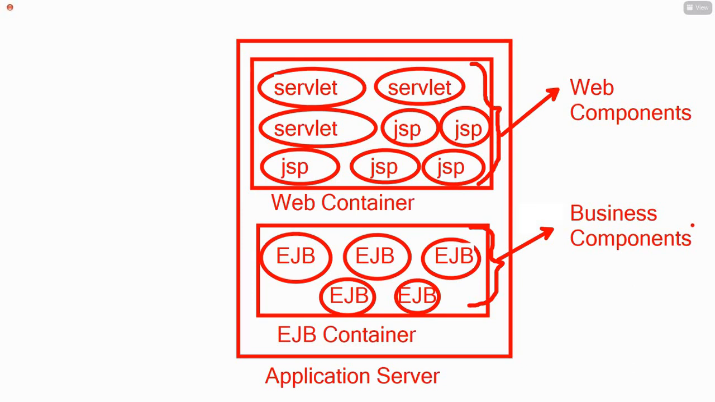Is it over? So in this server, two containers are there. One is web container, one more is EJB container. Web container contains web components. EJB container contains EJBs, business components. These are complete business related applications. Money related applications, money transactions will be there. For that, Enterprise Java Beans are required. EJBs are a fully secured application concept. That is Spring Enterprise, later we'll see.